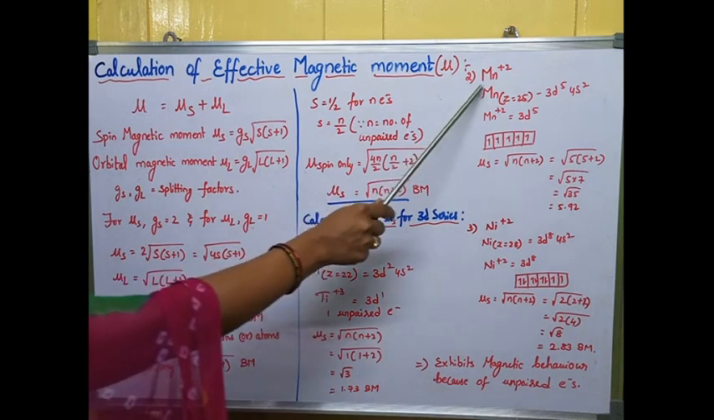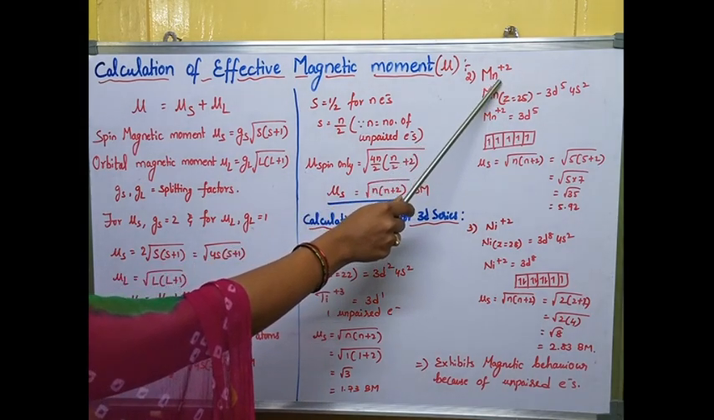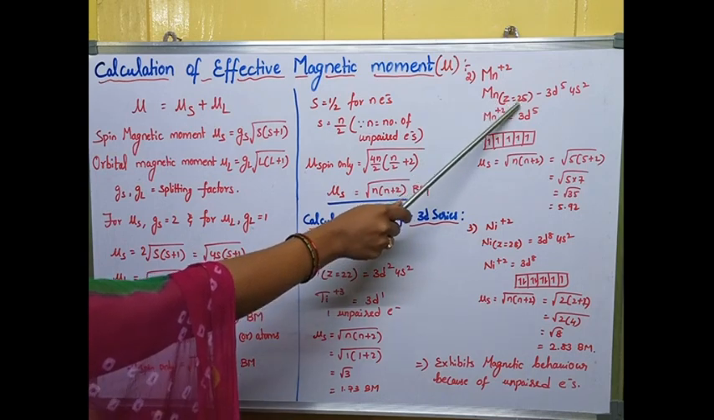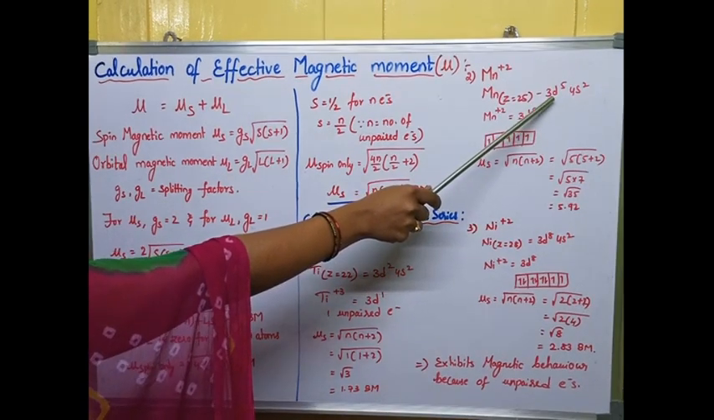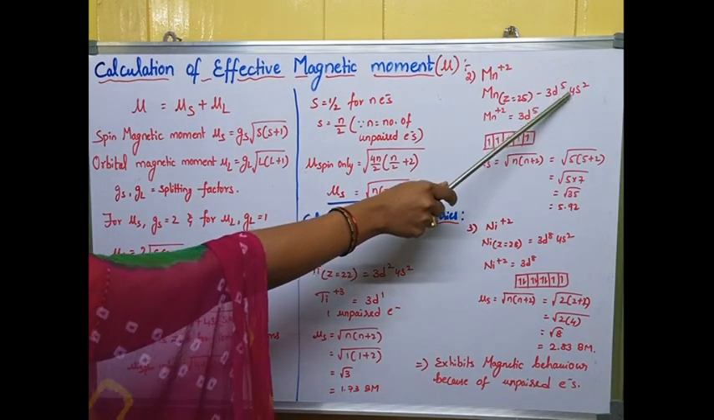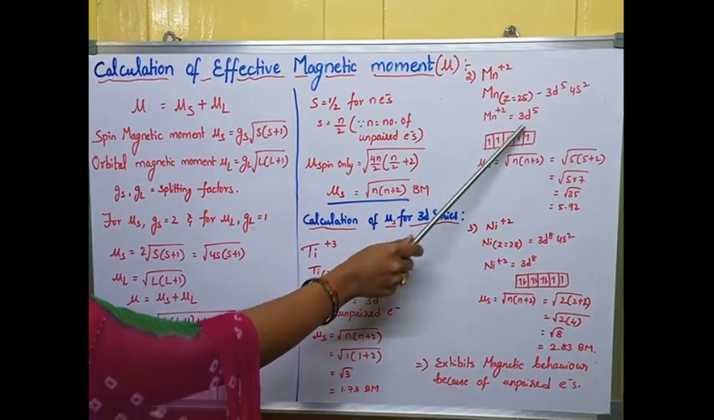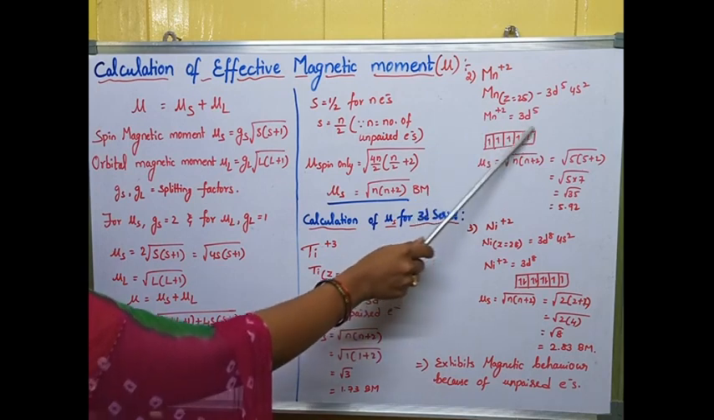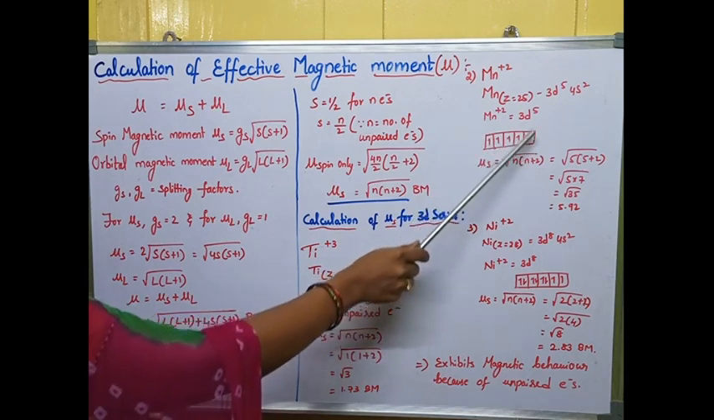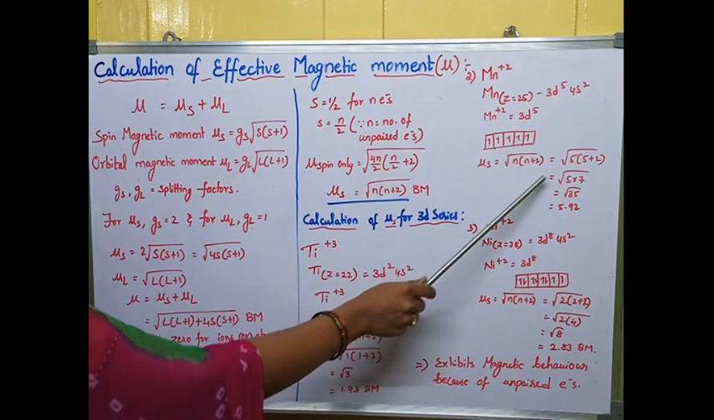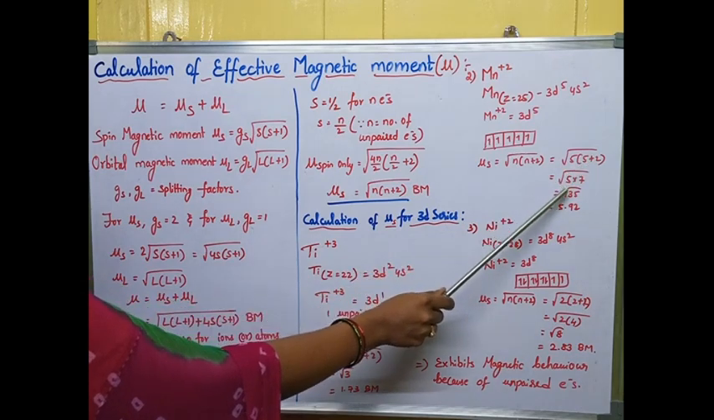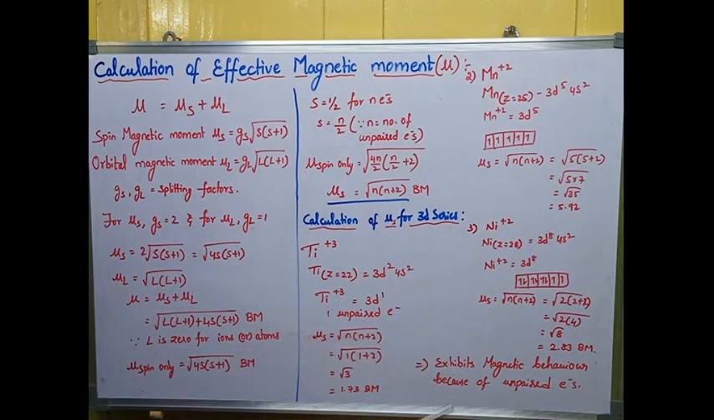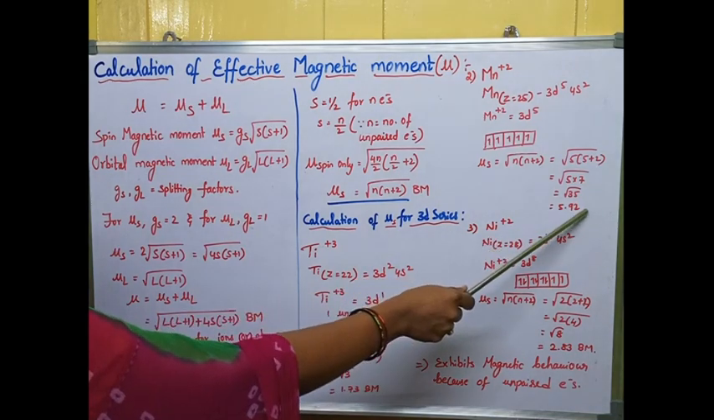For the second example I am giving Mn plus 2, manganese in oxidation state plus 2. Manganese has atomic number 25. I am writing the electronic configuration of the valence shell, that is 3d5 4s2. So for Mn plus 2, I removed 2 electrons and I am writing 3d5. So in the d orbital 5 electrons will be present like this, 5 unpaired electrons. So root over 5 into 5 plus 2, I am writing this as root over 5 into 7. I am getting 5.92 as the value, the Bohr magneton value.